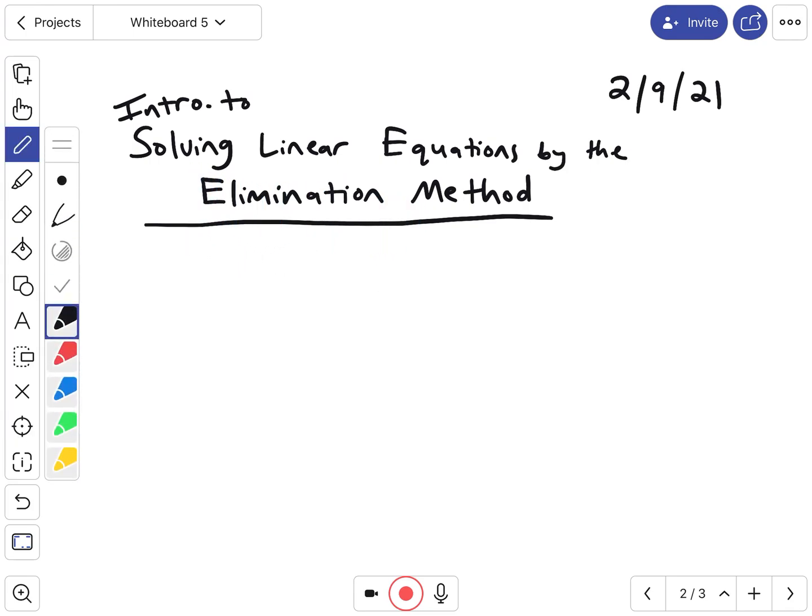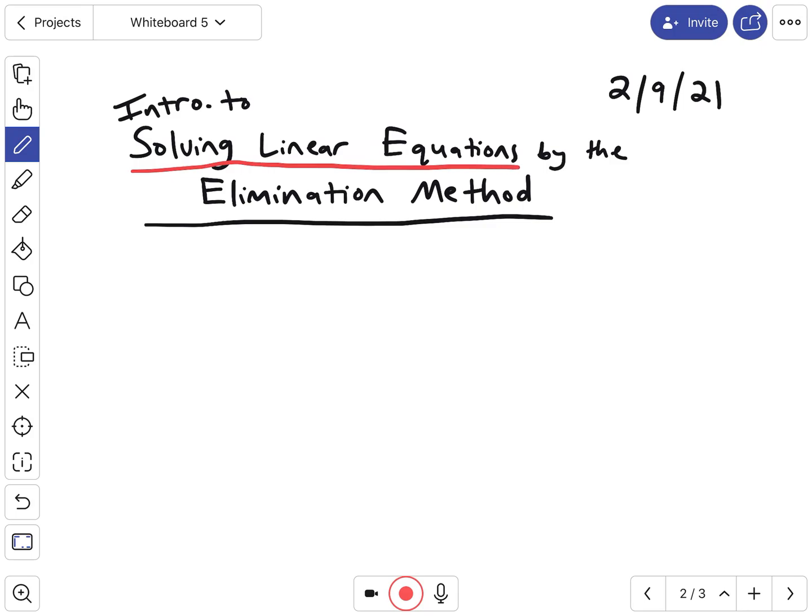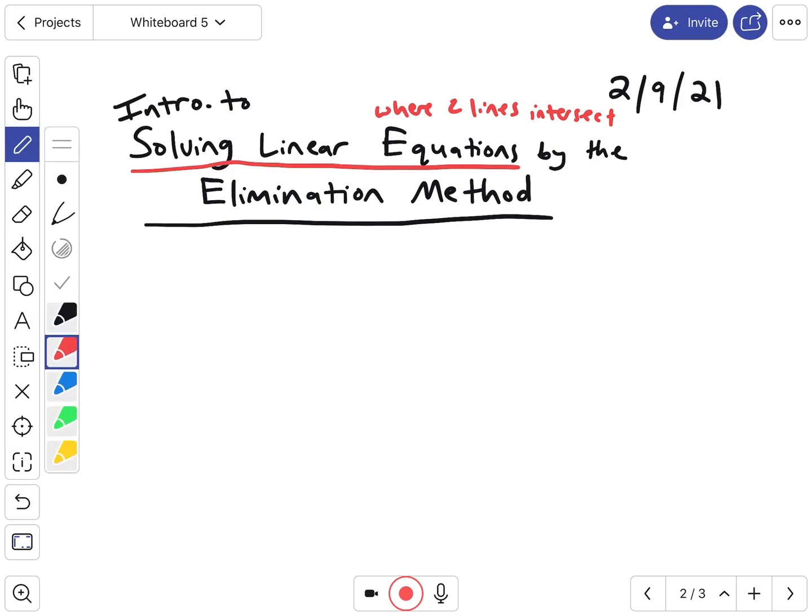So I'm gonna just translate this. Again, solving linear equations really means where they cross, right? Where two lines cross or intersect. And that's still the goal for this. We're just going to be doing this algebraically using this elimination method.